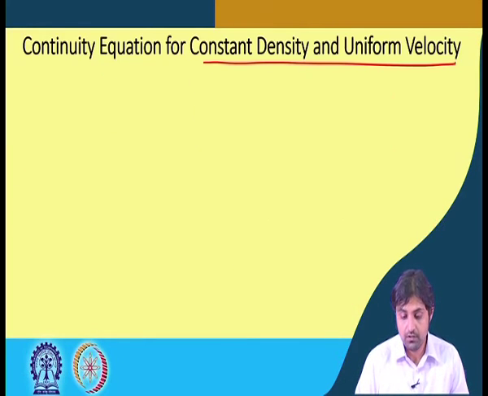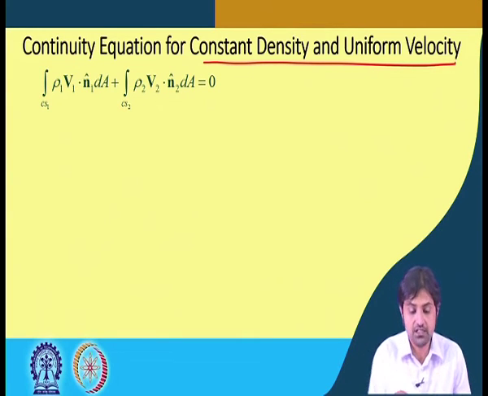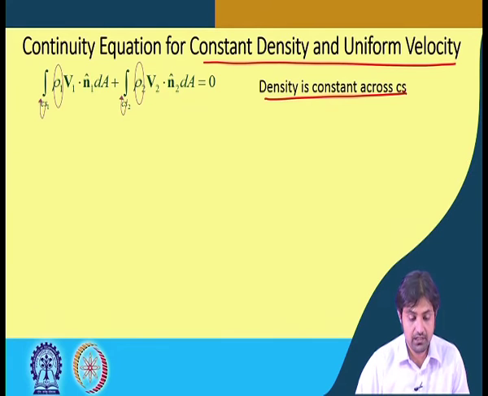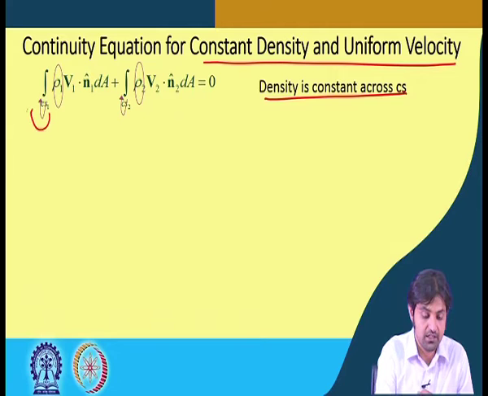problem, we can simply write rho 1 v1 dot n1 dA_s plus rho 2 v2 dot n2 dA_s equal to 0. So density is constant across this entire cross section, right? So this we can take out as indicated by these arrows here, okay.